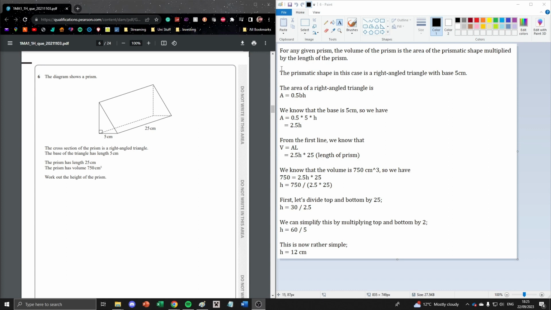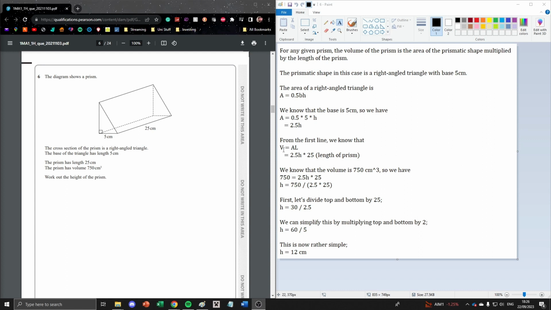So we know that for any given prism, the volume of the prism is the area of this leading shape multiplied by the length. And so in this case, it's going to be the area of this triangle multiplied by 25. So we know the area of a right angle triangle is half base times height, and that our base is 5 centimeters. So we can say that the area is 0.5 times 5 times h, or 2.5h.